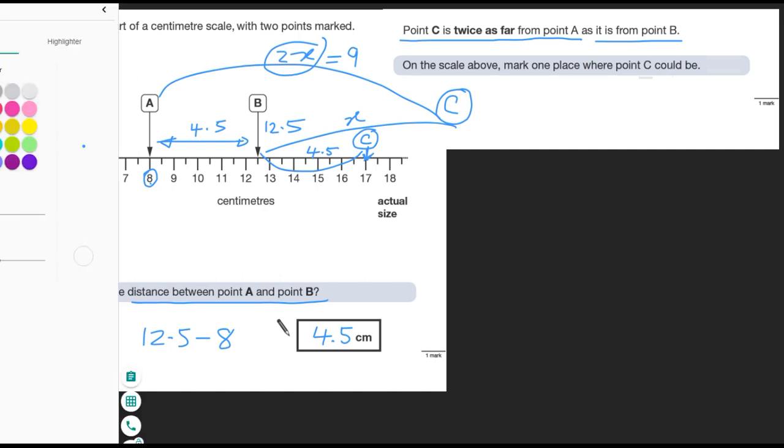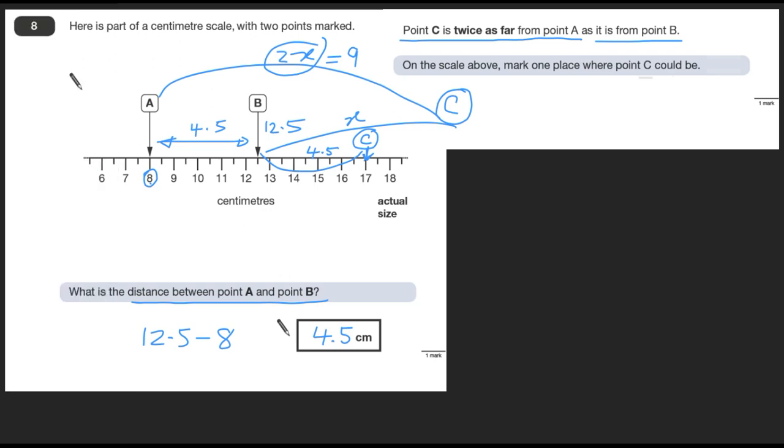I'm going to change the color to green. There is another possible answer. C could be in between here. So either you need to mark one of these points. So this is 4.5. The 4.5 divided by 3 parts gives 1.5, right? So double of 1.5 is 3. So 8 plus 3, C could be in the 11. C could be in the 11 also.